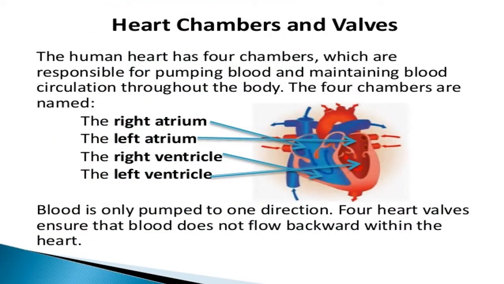Heart chambers and walls. The human heart has 4 chambers which are responsible for pumping blood and maintaining blood circulation throughout the body. The 4 chambers are named right atrium, right ventricle, left atrium, left ventricle. Blood is only pumped in one direction. 4 heart valves ensure that blood does not flow backward within the heart.